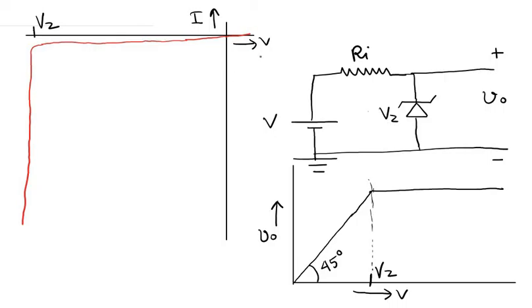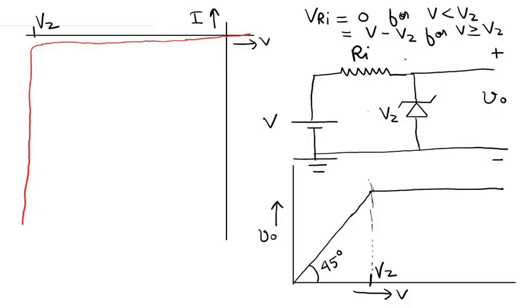So what is the value of Vri, which is the voltage drop across this resistor? Vri is equal to 0 for V less than Vz, and equal to V minus Vz for V greater than or equal to Vz. So this is the value of the voltage drop across the resistor. Now we can connect a load resistor RL across this Zener diode to get a regulated output voltage.